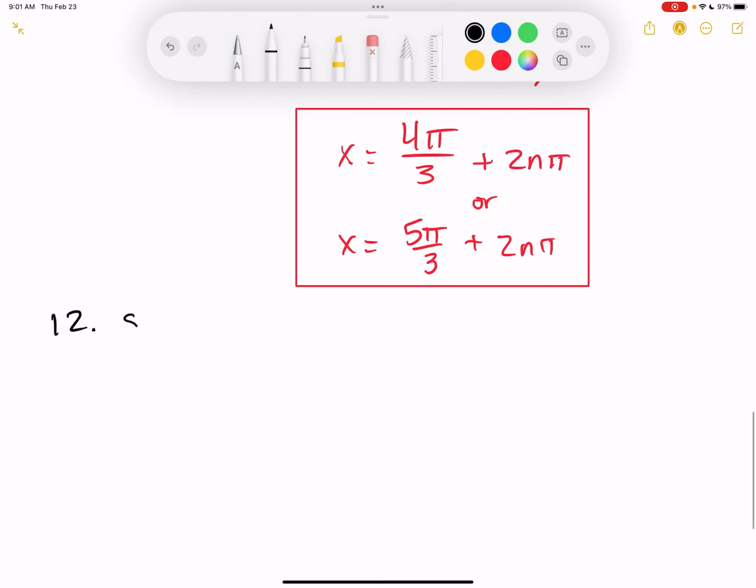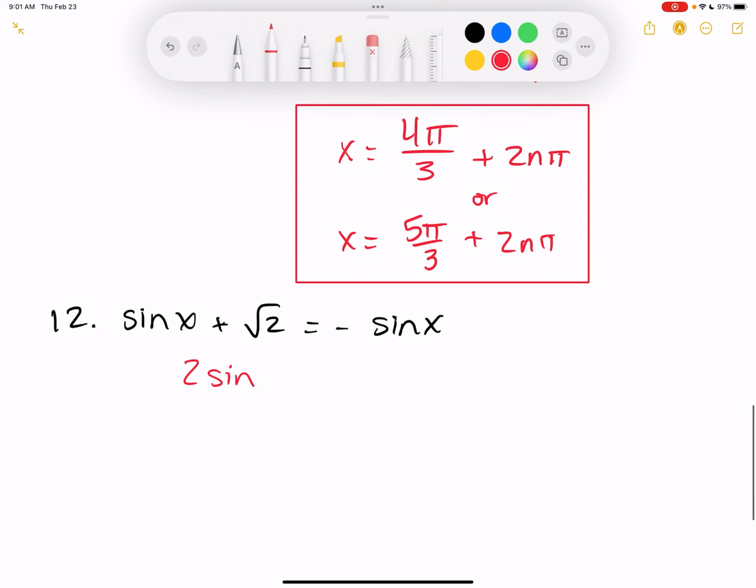12 sine of x plus the square root of 2 is equal to minus sine of x. So I need to get all my x's on one side. Since I like things on my x on the left, I'm going to move this over, and then I'm going to move this over here all on the same step. So I'm adding this, so 2 sine x is equal to negative square root of 2. I'm going to divide by 2, so sine of x is equal to minus the square root of 2 over 2.